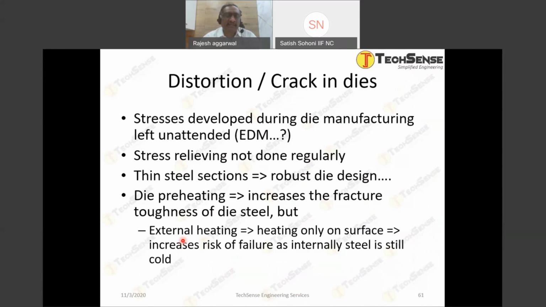Distortion, cracks in the dies, stress developed during die manufacturing left unattended, stress relieving not done regularly, thin steel sections, robust die design not there. Die preheating increases the fracture toughness of die steel, but external heating is not good because it only heats up the surface, and increases the risk of failure as internally the steel is still cold.